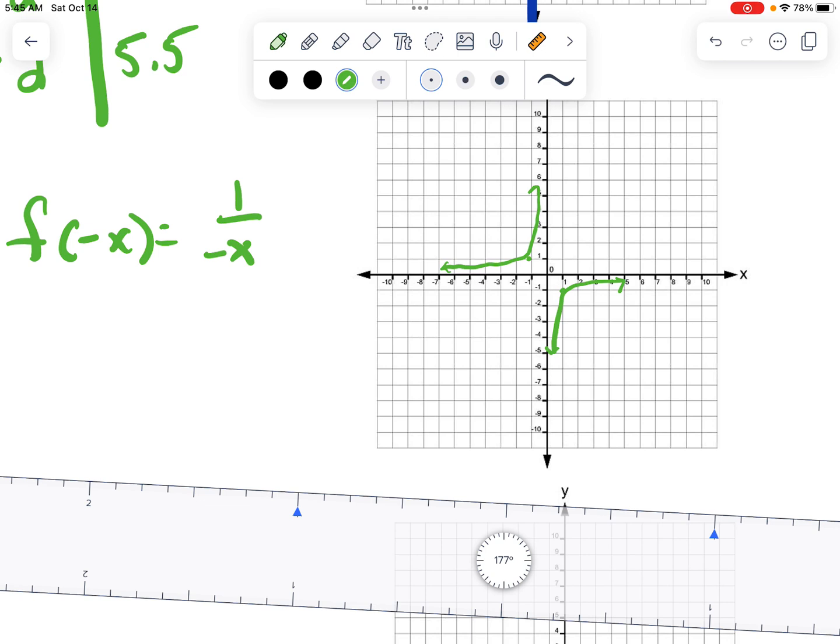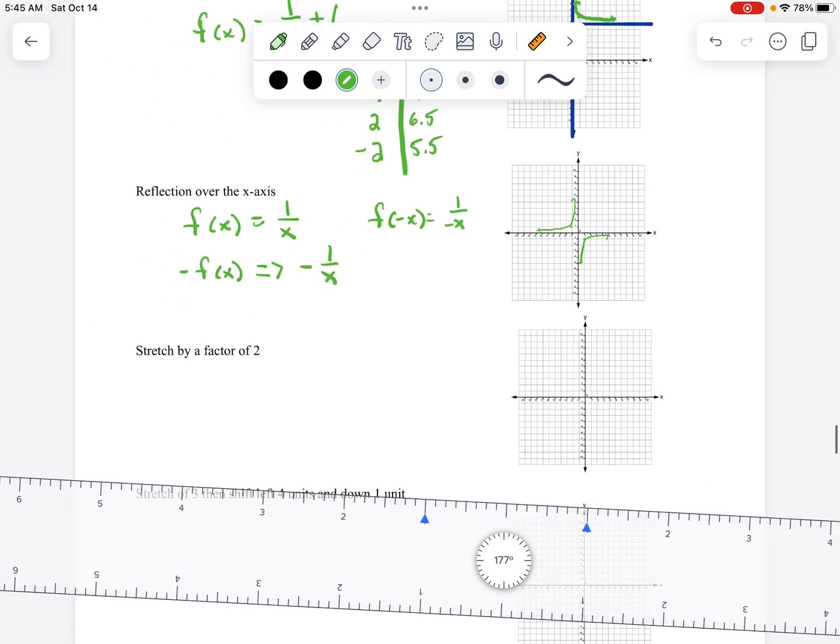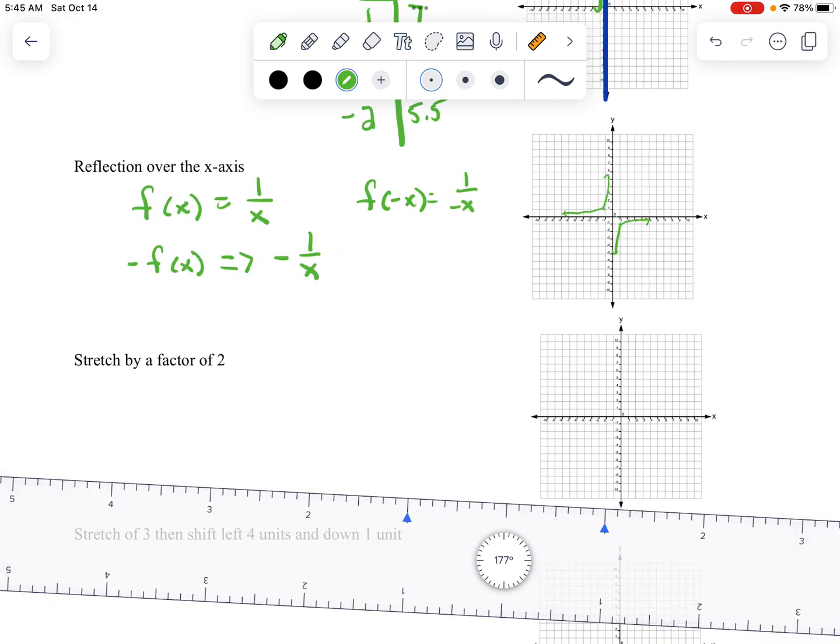If I plugged in 2, I would have a negative 1/2. If I plugged in -2, I would have positive 1/2. If I plugged in positive 1/2, I would have -2. And if I plugged in negative 1/2, I would have positive 2. And we get ever increasingly closer to the x and y axis.